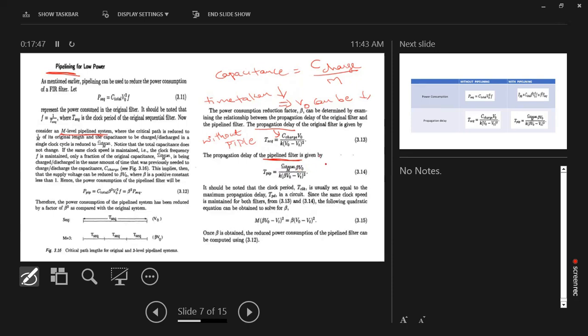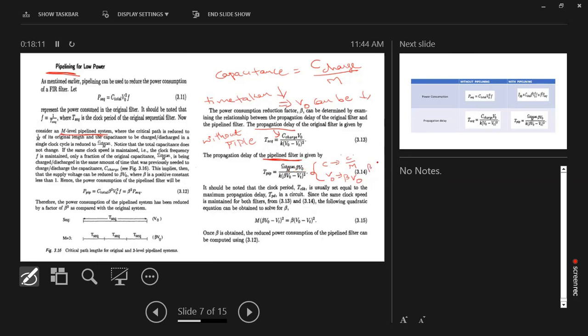Okay, two things are happening. C is changing to C by M, and V0 is changing to beta V0. Through these two things we are incorporating in the previous formula. Where the charge is there, that becomes divided by M. Where the supply voltage is there, that becomes multiplied with beta. This beta value is less than 1.